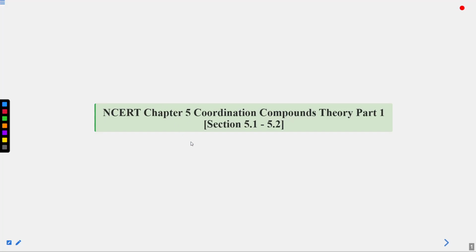As you all know, today we are going to start our new chapter, that is coordination compounds, theory part 1. Okay? And today we are going to cover NCERT section 5.1 to 5.2. So, let's begin today's topic. NCERT chapter 5, coordination compounds theory part 1, section 5.1 to section 5.2.